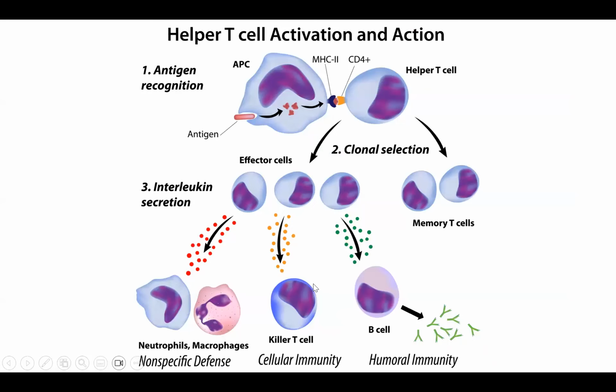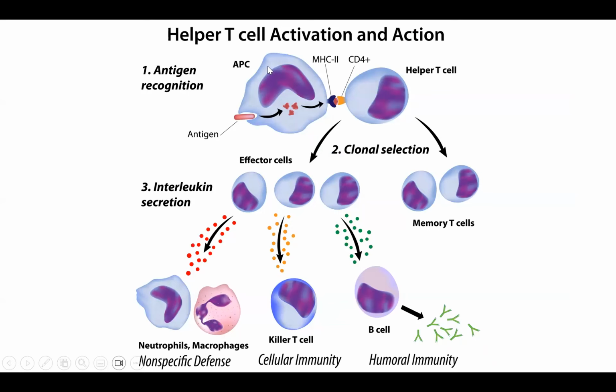All right, now we want to go into a little bit of detail, through a schematic, on these T helper cells. There's different types of T helper cells. Okay, so first there is this antigen recognition through the APC, the antigen presenting cell. Then there's the clonal selection, and then there is the interleukins secretion. Okay, so let's start with the antigen recognition.